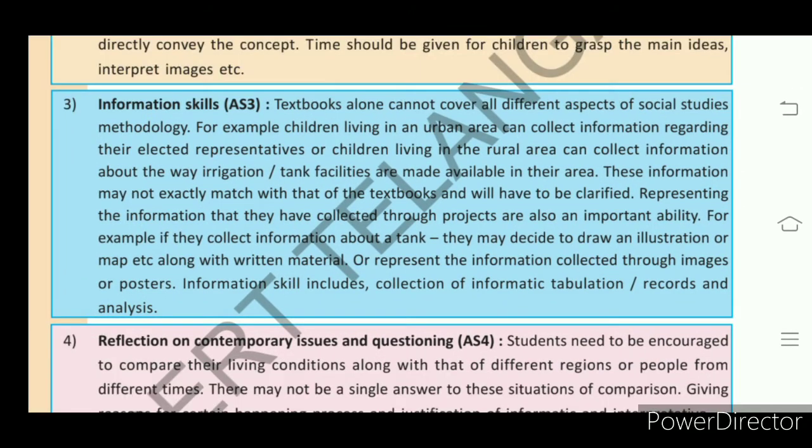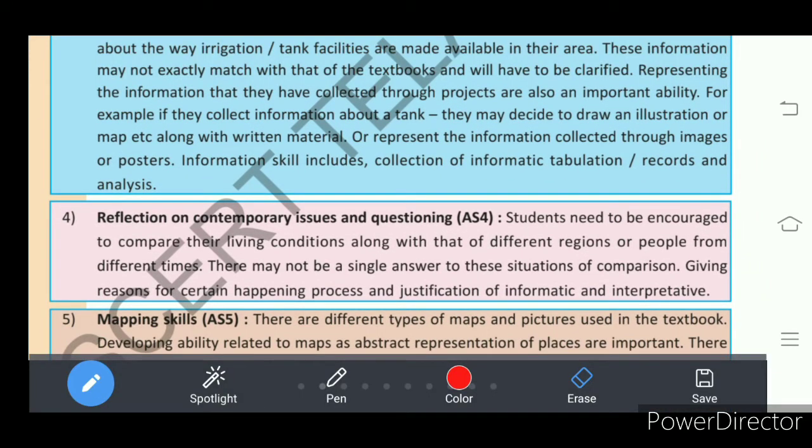Next, another academic standard in our social studies, that is reflection on contemporary issues and questioning. This is the fourth academic standard in our social studies. So what is this academic standard? This academic standard makes the students understand some contemporary issues present in the world. Understand? Whenever you learn a lesson, you should link it with other contemporary issues. For example, terrorism is a contemporary issue. Decreasing groundwater level is a contemporary issue. Then political relations, diplomatic relations with other nations, is a contemporary issue.